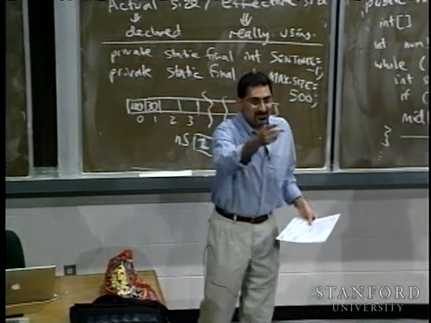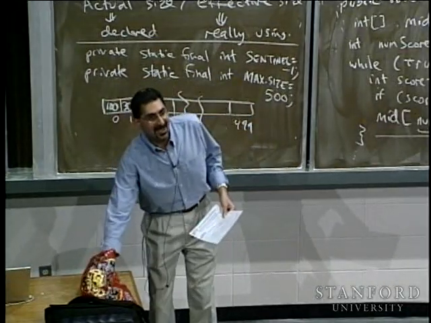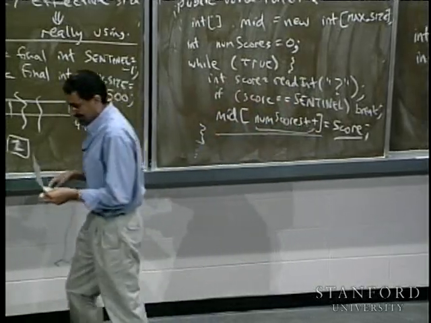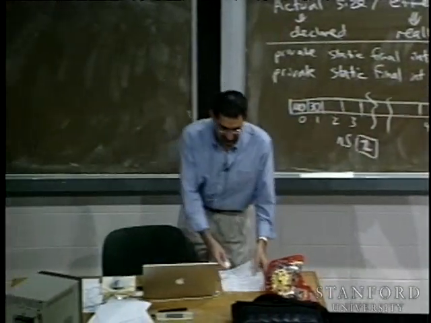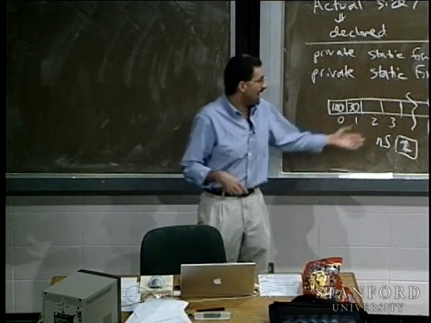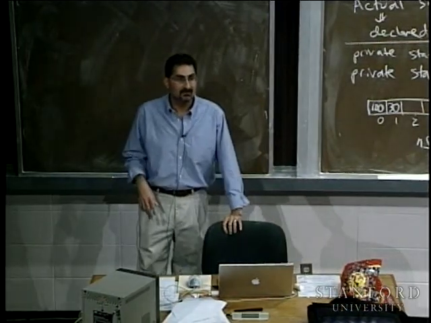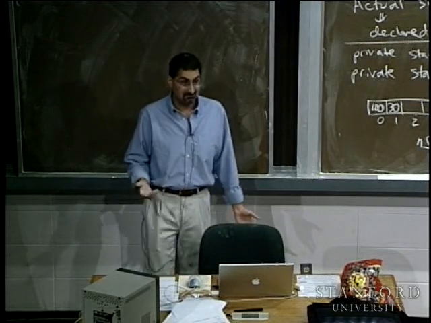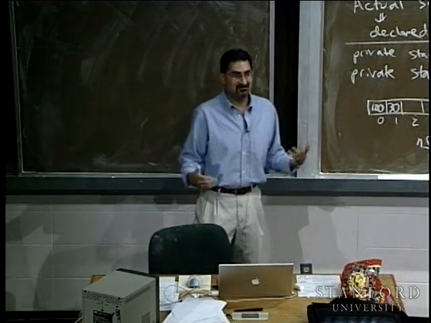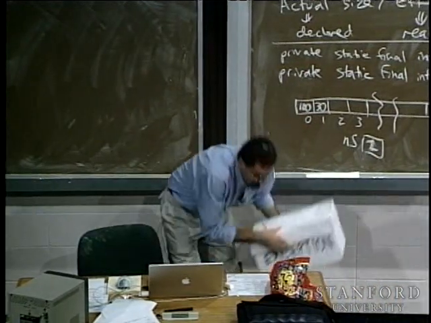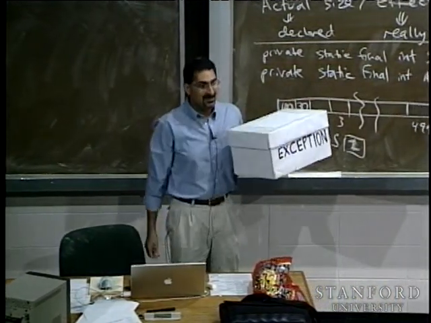Good question. Is that what you were going to ask back there too? What if someone just enrolled a whole bunch of times in the class? That's an excellent question. What do you think would happen if I try to access, say, mid sub 500? You're like, I don't know, I get candy? No. You get an exception.